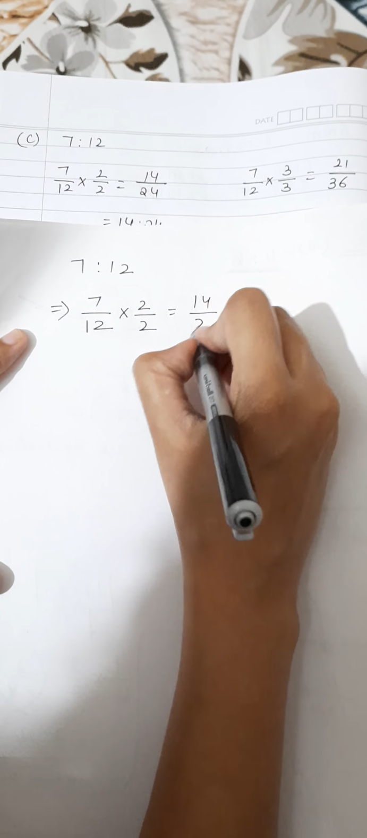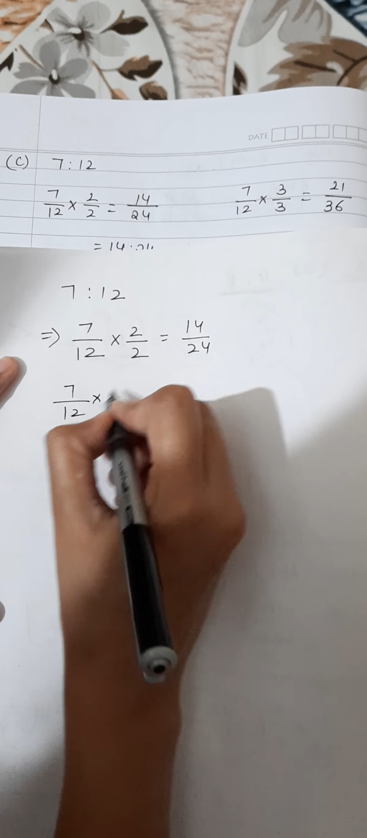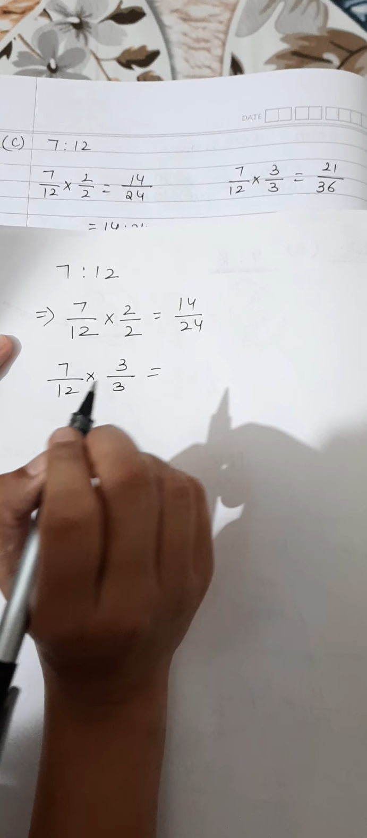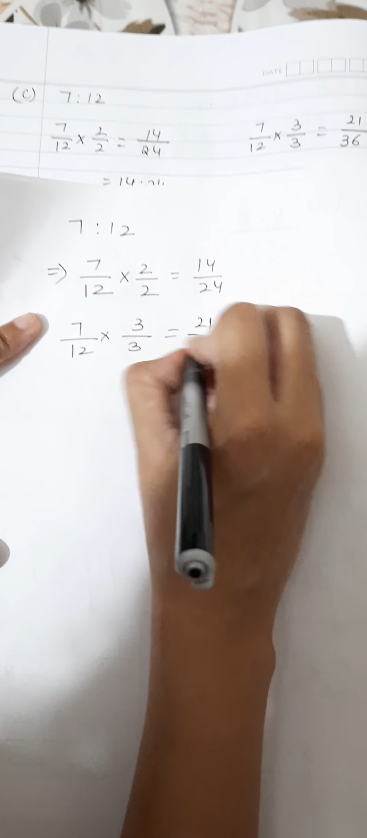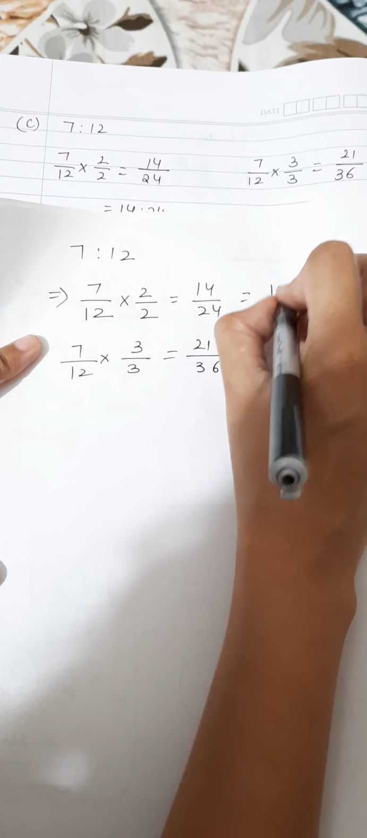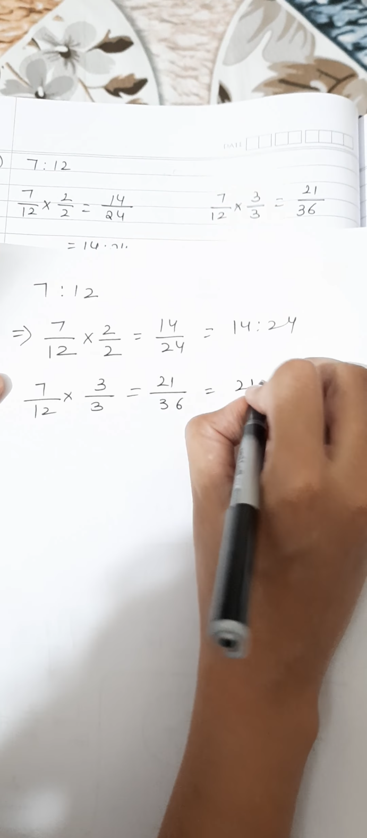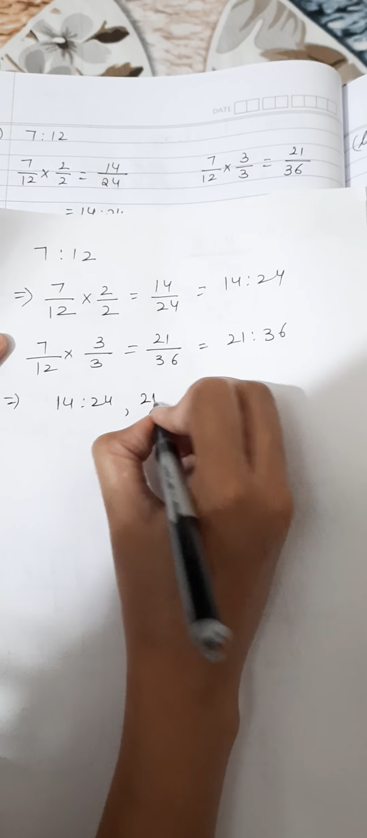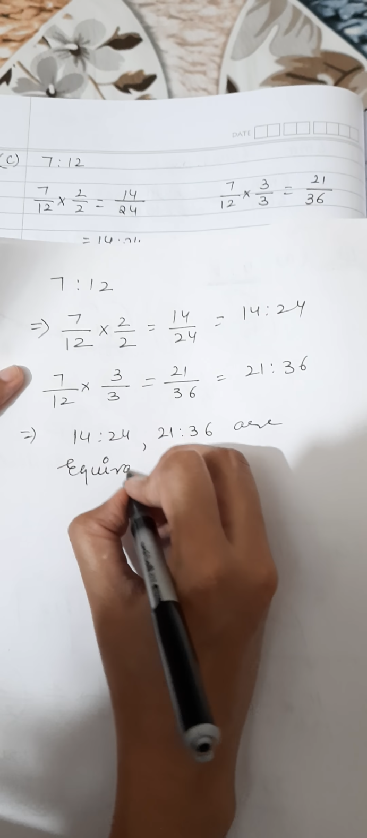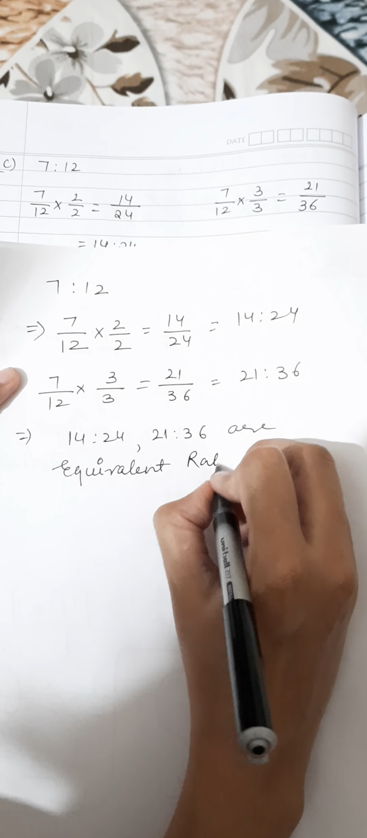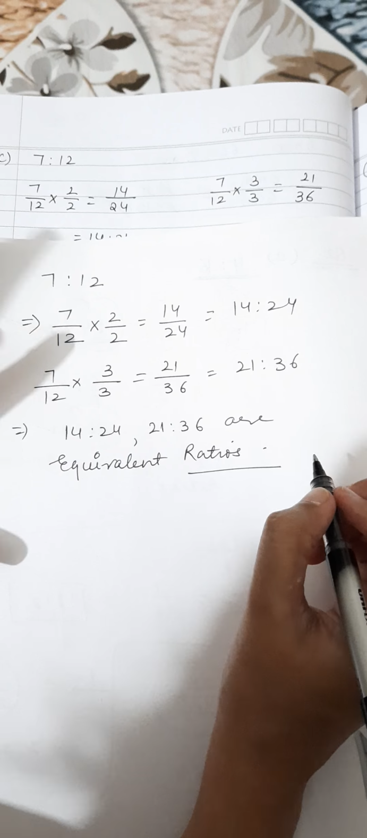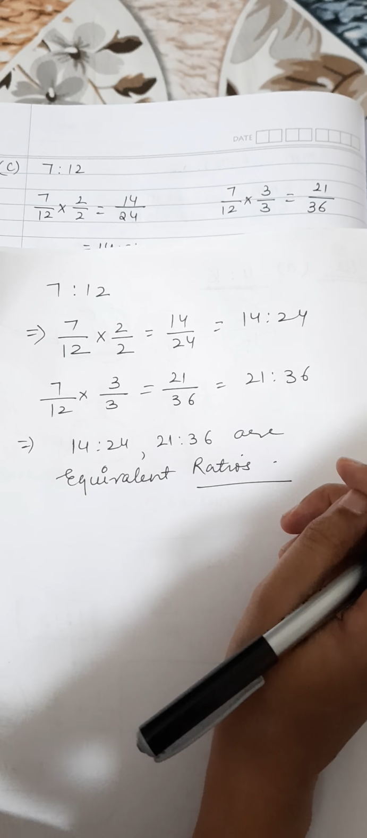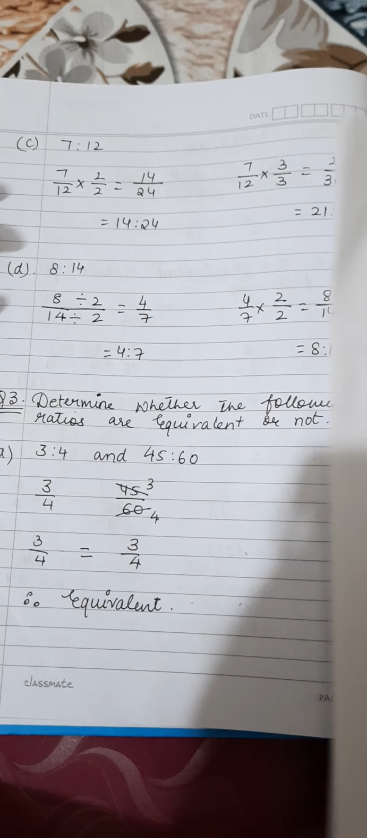2 upon 2 will give you 14 upon 24, and 7 upon 12 into 3 upon 3, any numbers you can take and multiply, will give 21 upon 36. Now this is 14:24, this is 21:36. So the answer is 14:24, 21:36 are equivalent ratios. Now there can be infinite answers. Again I'm saying this, you can multiply by 4, 5, 6, any number. Okay, now this was your C part.